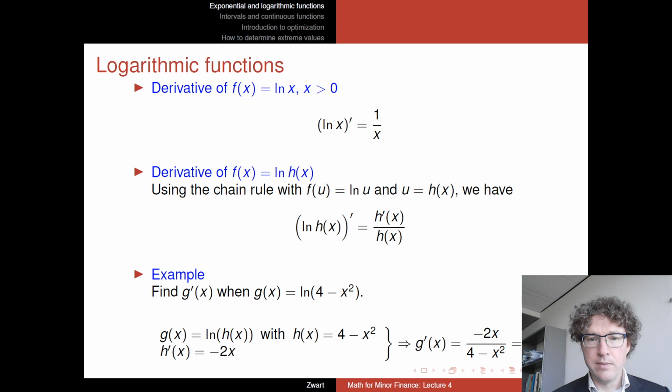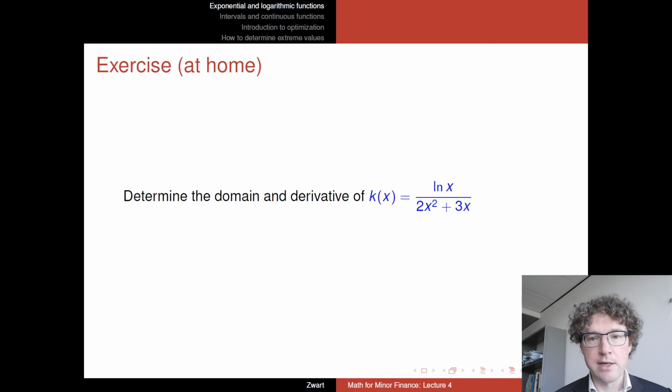So here's an exercise that you might do for yourself, and you'll find the answer at the end of the slide pack. Try this and see whether you can use, in this case, the quotient rule and the derivative of the logarithm to find the resulting derivative of this particular function k, and then you can check it at the back of the slides.